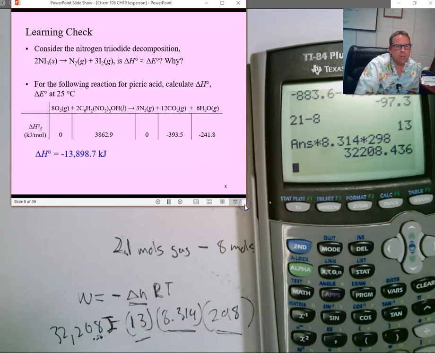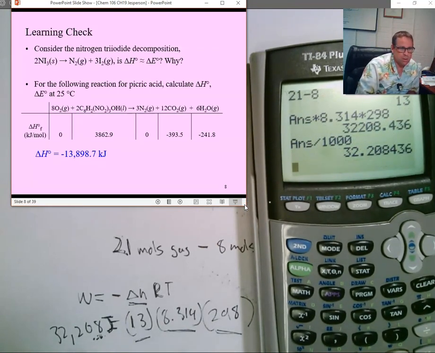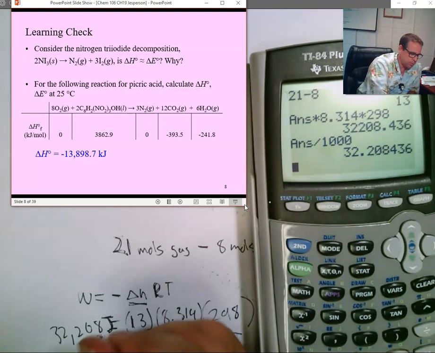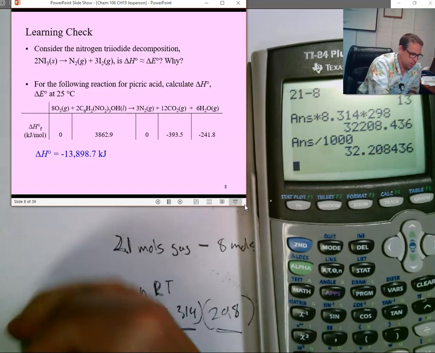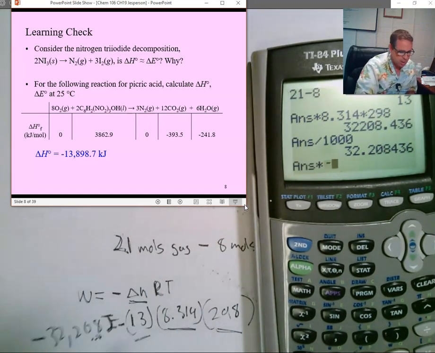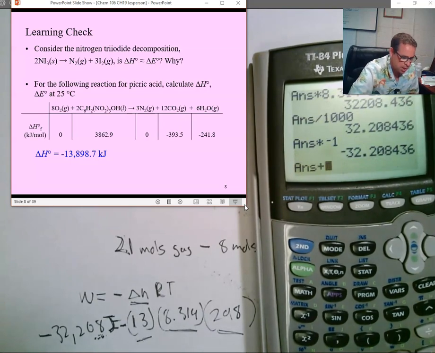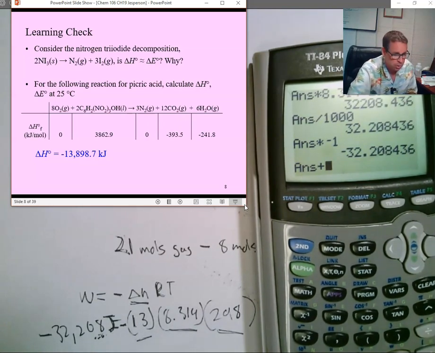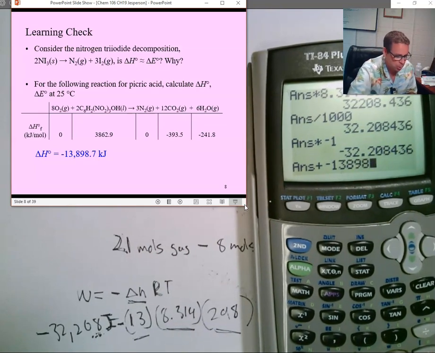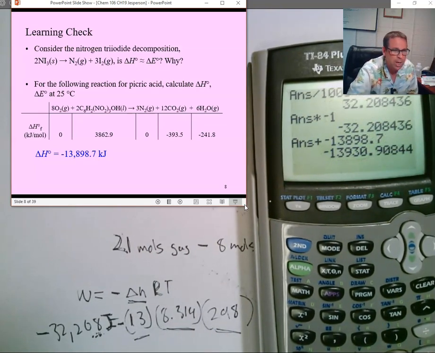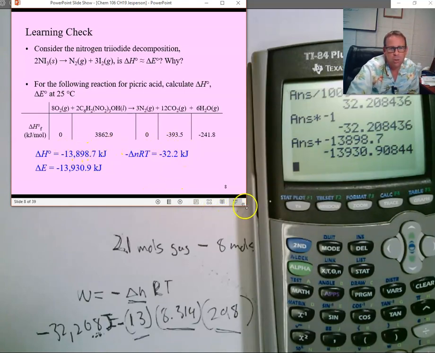Okay? So if I want to add these together, I have to take my joules and divide by 1,000, and then I'm going to add it to my 13,898. Oh, I also have to remember that there was a negative sign here, so it's negative 32. So I'm going to multiply that by -1 just to get that negative sign in there, and then I'm going to add that to the negative 13,898.7. Okay, so the resulting energy, the total change in energy, is our 13,930, where again, the delta nRT only contributes relatively small amount of energy to the total process.